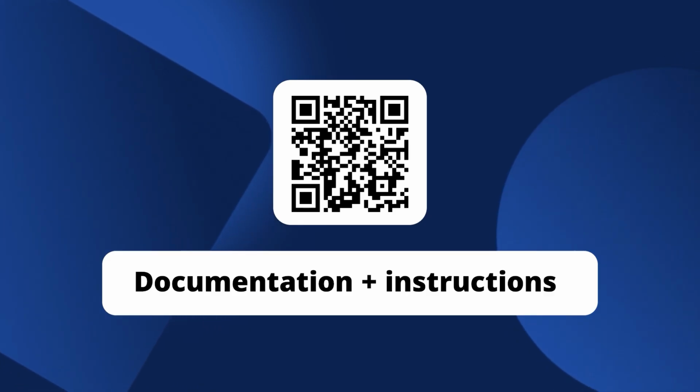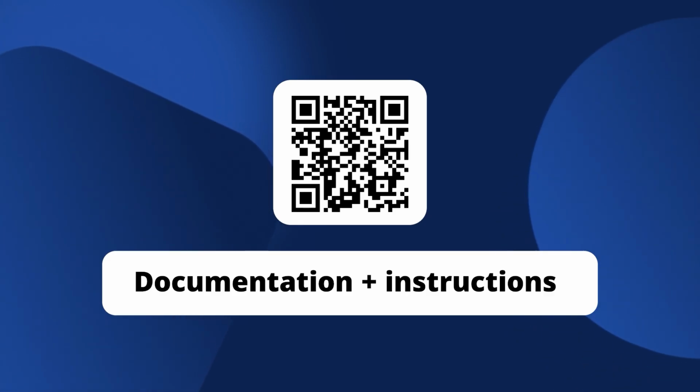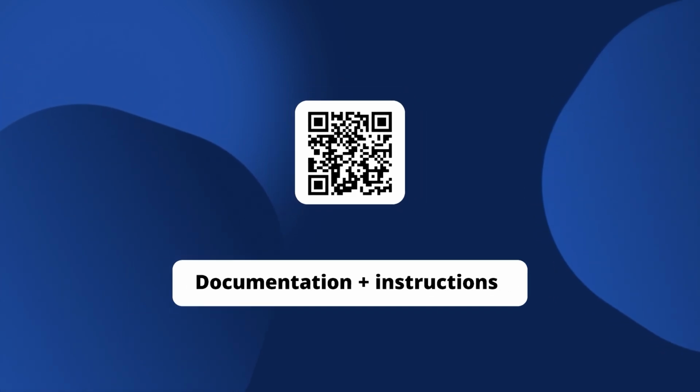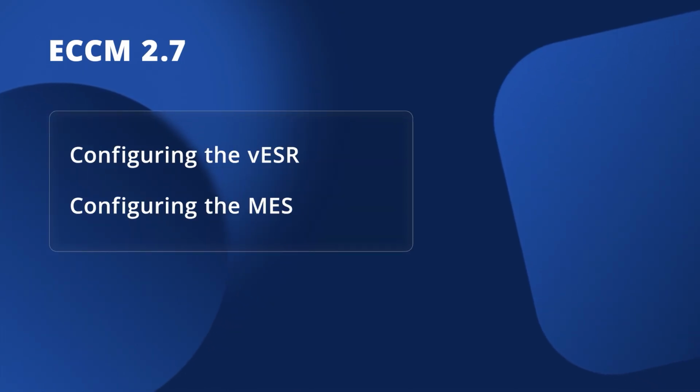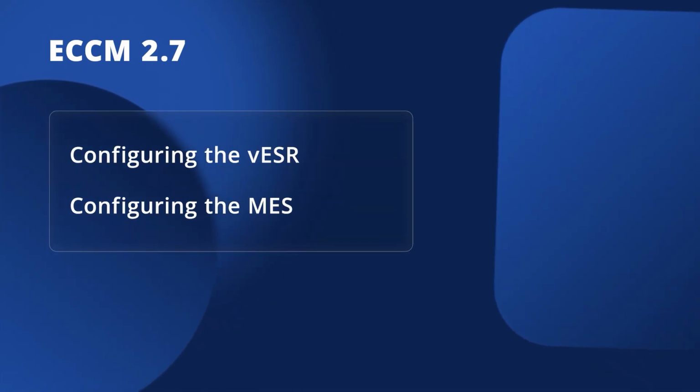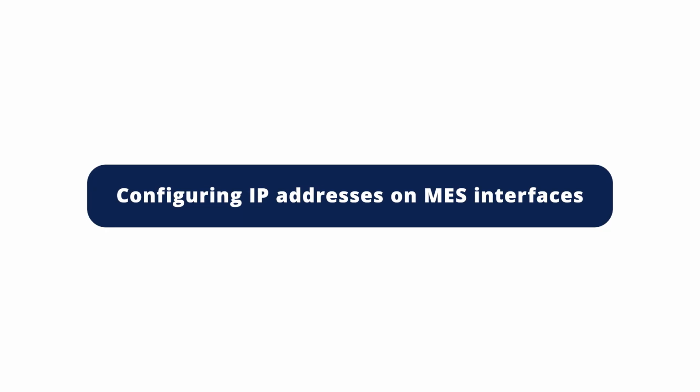In this video, we'll cover the key updates that make network infrastructure management more convenient. Version 2.7 includes new features for configuring the vESR virtual router and mesh switches in a three-tier architecture and as a part of IP fabrics. Let's start with mesh switches.